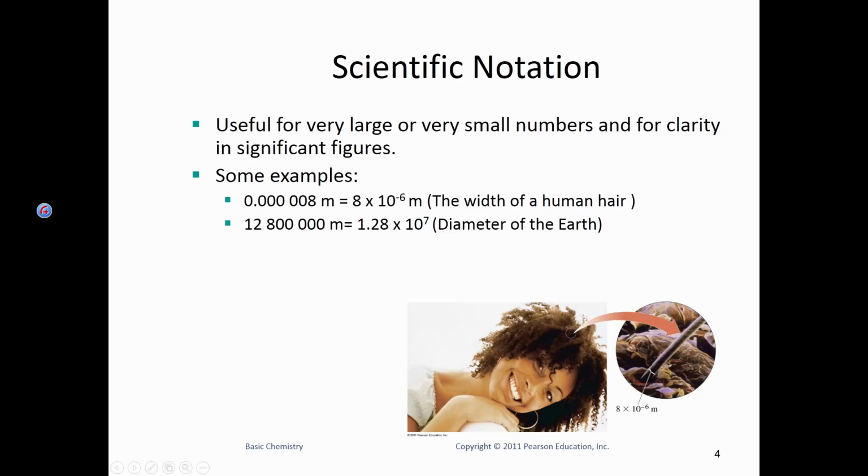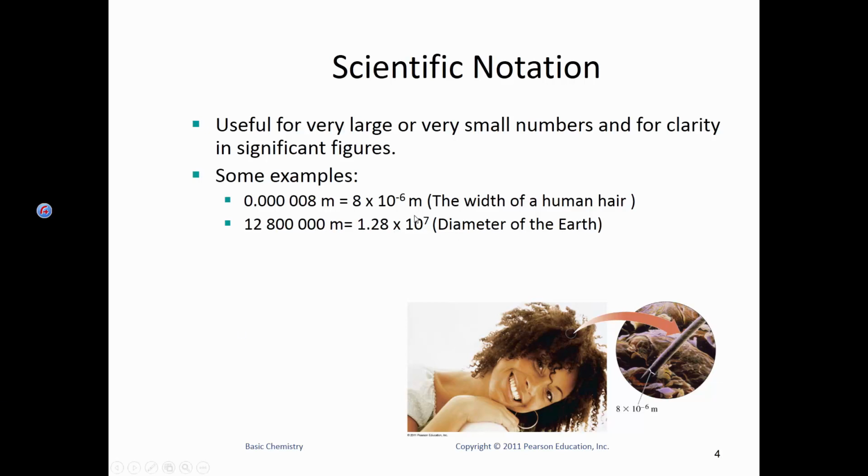Before we get into too much detail on this, I want to talk a little bit about scientific notation. As it turns out, understanding scientific notation will be very important to understanding the types of units we'll be using. Scientific notation is very useful when we have either very large or very small numbers. It makes everything a lot more clear.